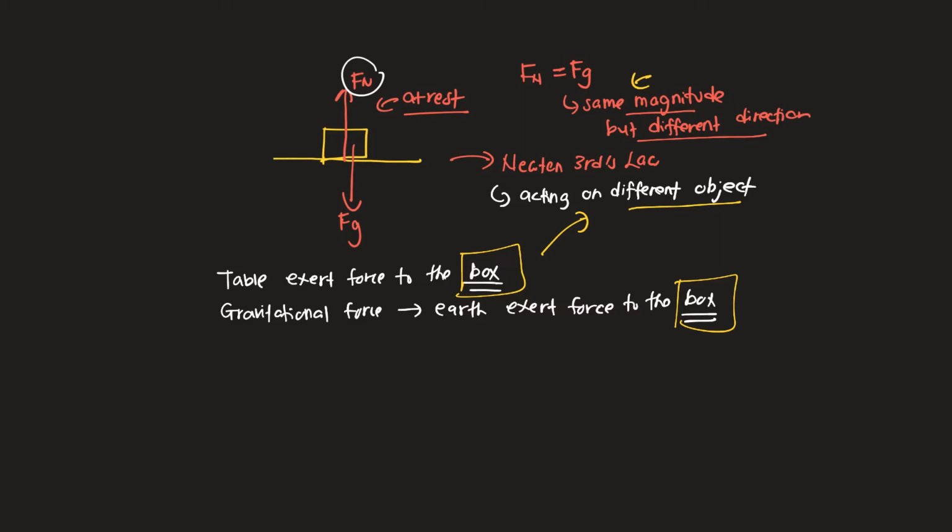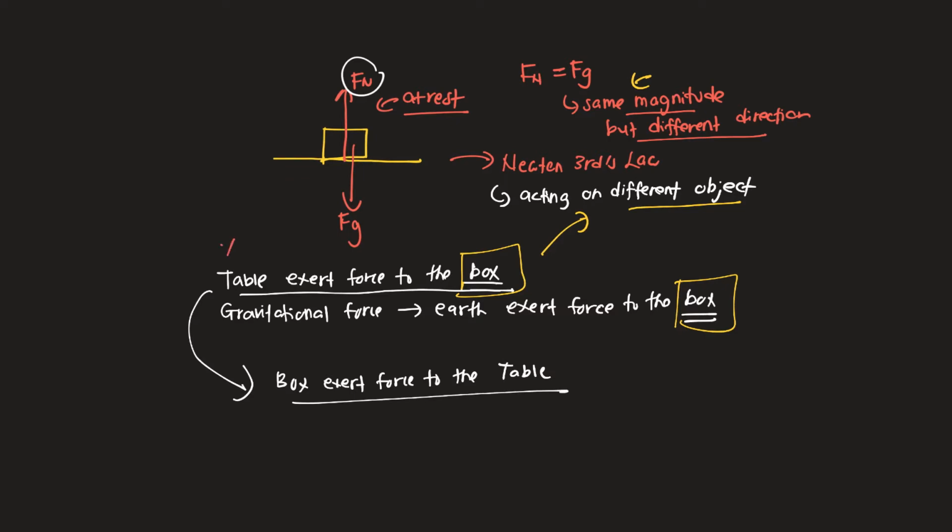So how do we fix this wording to make sure it becomes Newton's third law? You can fix this statement by saying the table exerts force to the box. Newton's third law comes in pairs, which means if the table exerts force to the box, then the box exerts force to the table. This is Newton's third law, this one and this one, because they act on different objects and come in a pair.